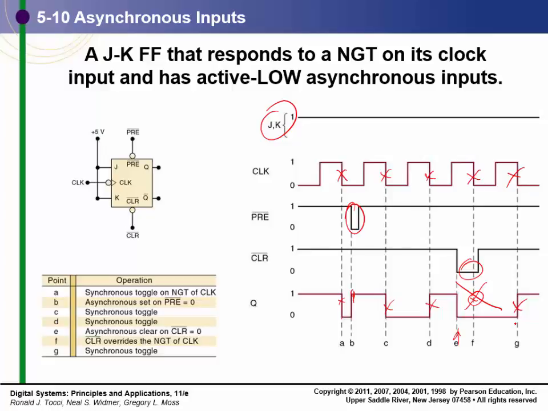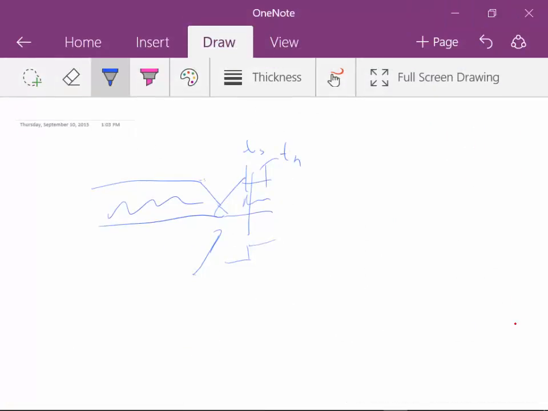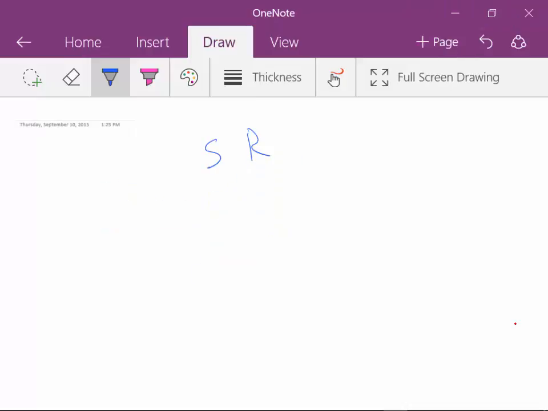Note that when we tie J and K both high, we create what's also called a T flip-flop. This book doesn't discuss the T flip-flop, but there is another one called the T flip-flop. You've got the SR flip-flop, the JK flip-flop, the D flip-flop, and the T flip-flop. Let me write those down so that as you go through the notes, you see them at least once. You've got the SR, the JK, the D, and the T. Those are the four types of flip-flops that we're concerned about.